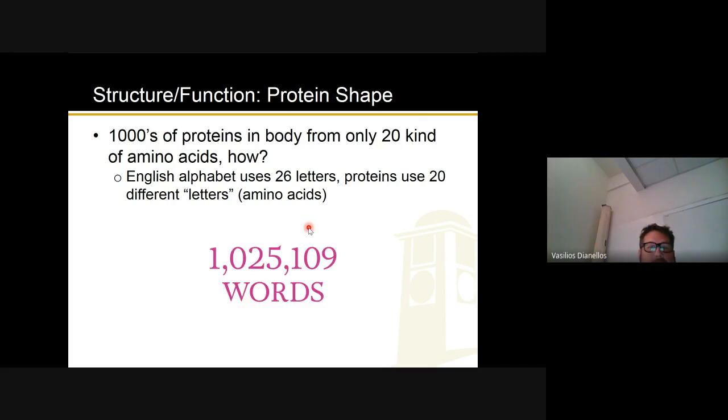So your book, I use this as an example. Again, as of when I made this PowerPoint, there were 1,025,109 words in the English language. All of that from 26 letters of the alphabet, right? And remember, with the letters of the alphabet, there's rules. Like, you have to have this before this, and there's always a U after a Q, right? So you have all those rules you have to deal with. With proteins, there are no rules as far as that, right? Those 20 amino acids can come together in any combination. So any questions about that?